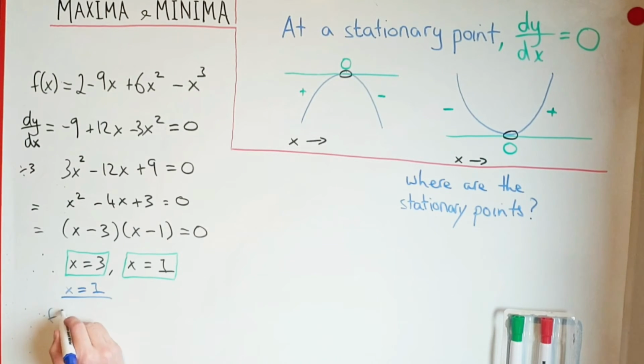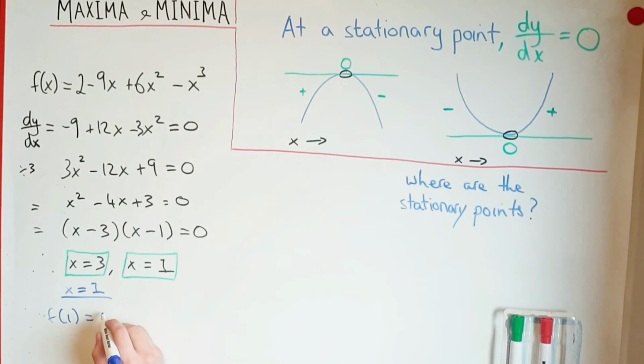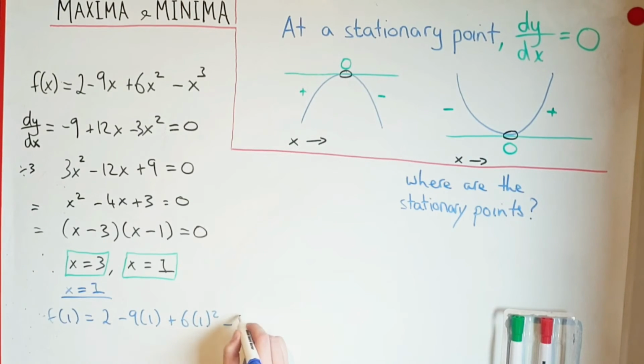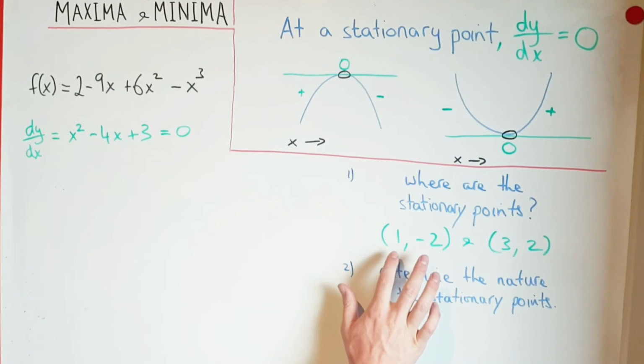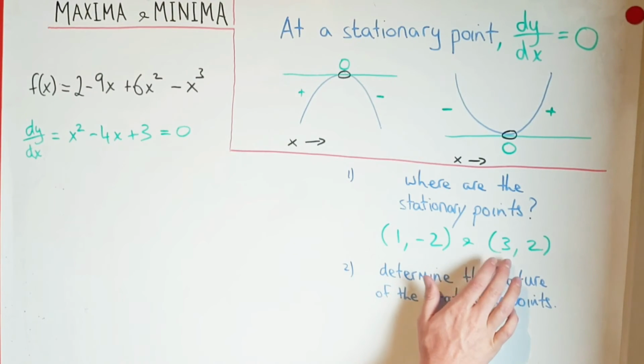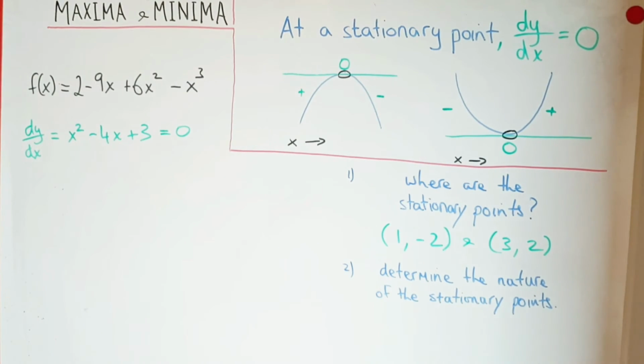So then our f of 1 is going to equal, plugging it into our original function, we have a 2 minus 9 by 1 plus 6 by 1 squared minus 1 cubed. So that is equal to minus 2. So we've now determined where these stationary points are with our function. There's one located at (1, minus 2), and also at the point (3, 2). But the next question then is to determine the nature of these stationary points.